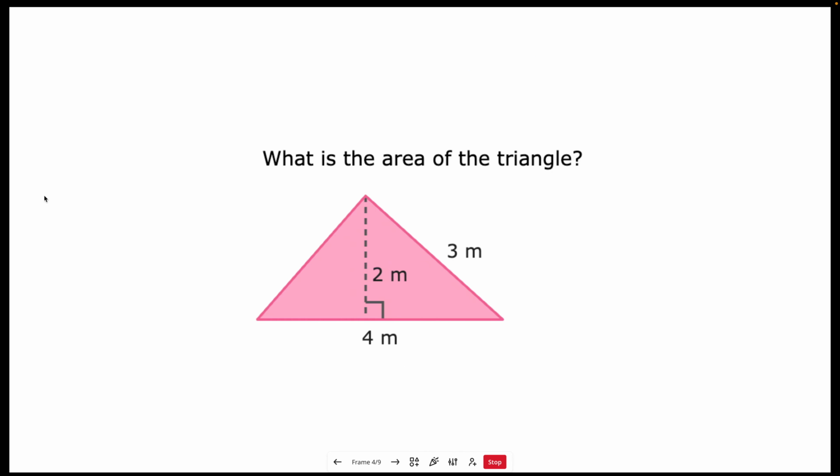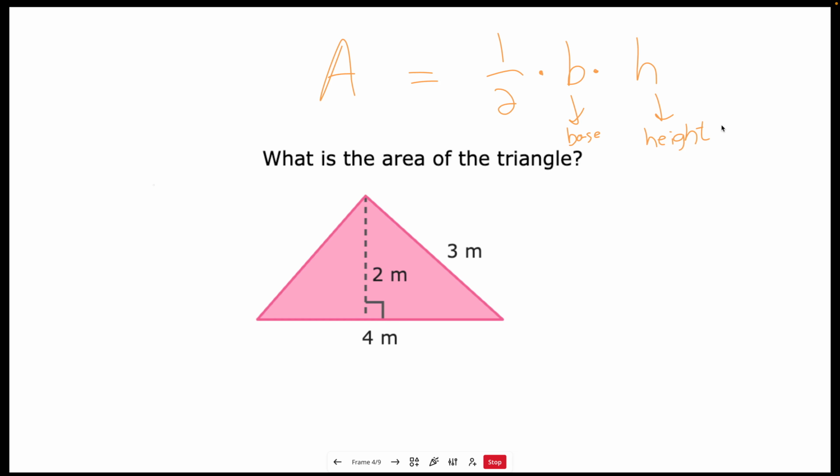Here we go. So it says, what is the area of the triangle? It gives you a couple numbers. So the formula for the area of a triangle is A for area is equal to 1/2 times the base times the height of the triangle. Okay? So B is for base, H is for height.